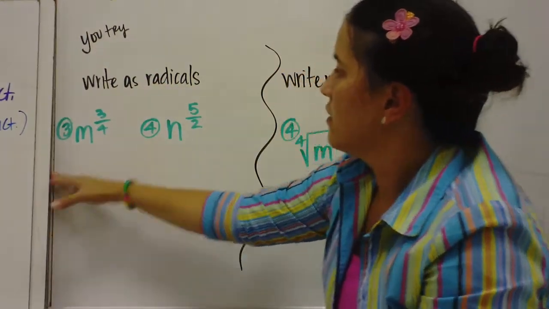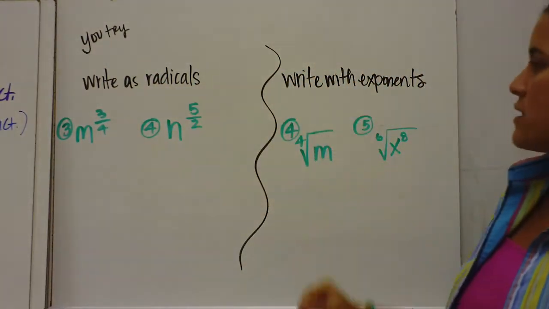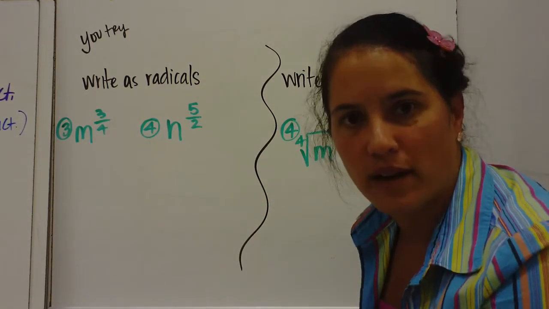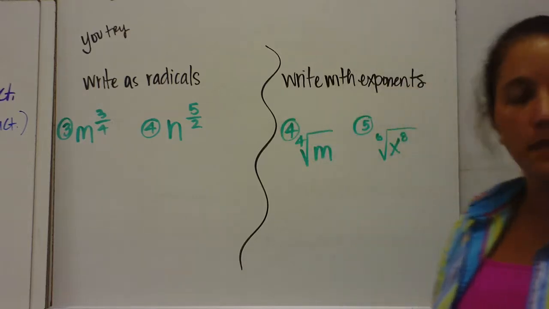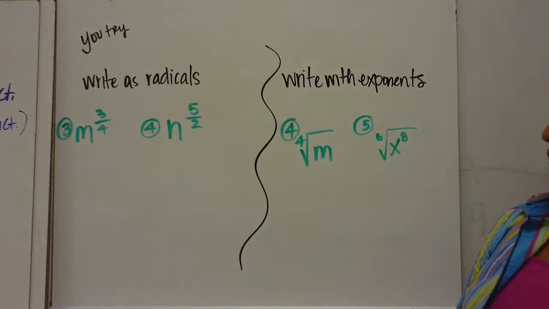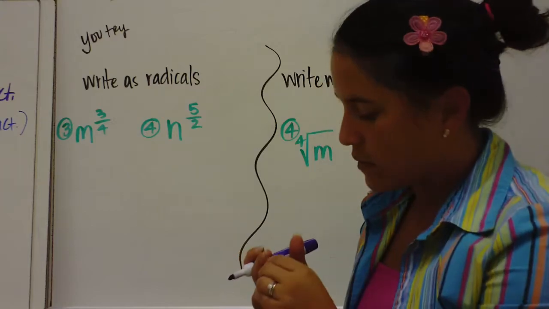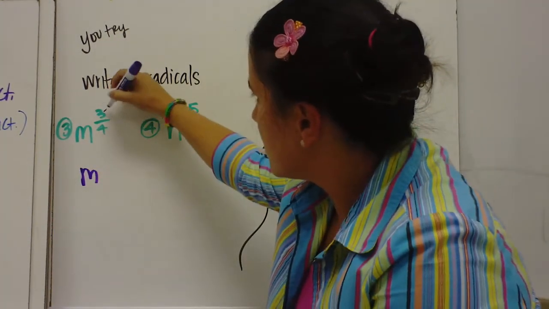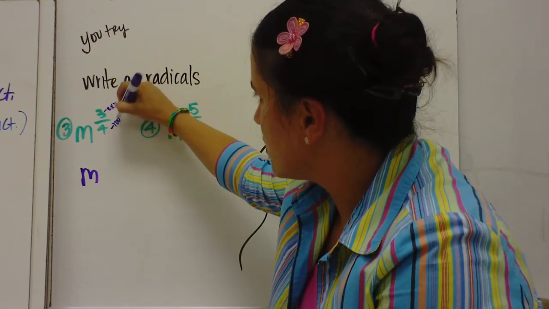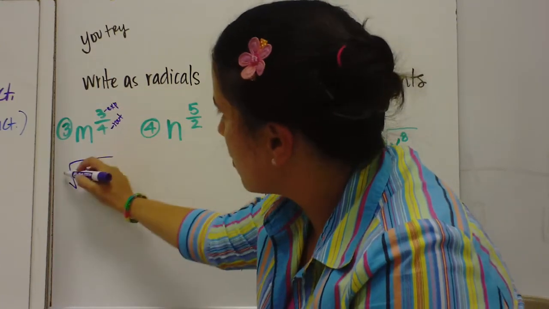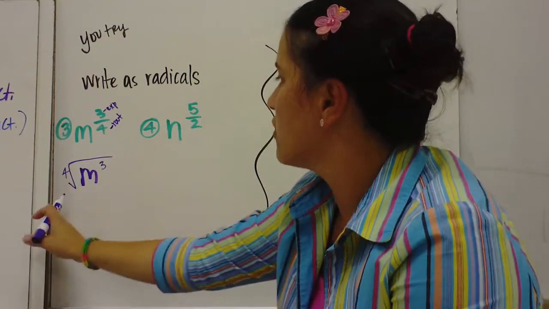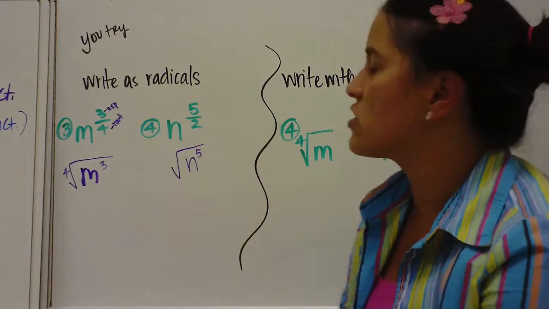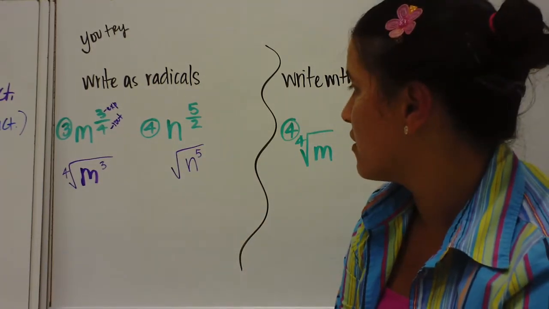Okay, so you try these, write as radicals, write as exponents. Try these on your own, pause the video, and when you're ready to check yourself, press play. All right, so m, this is your exponent, this is your root. So the 4th root of m to the 3rd, and this one is the square root of n to the 5th.